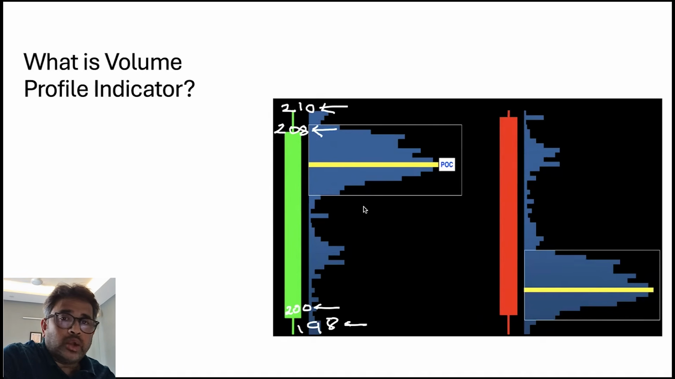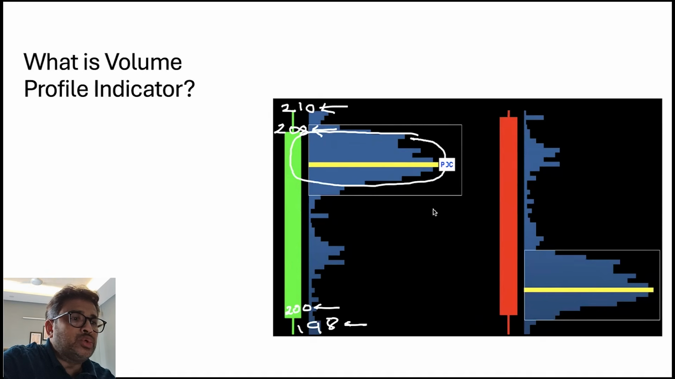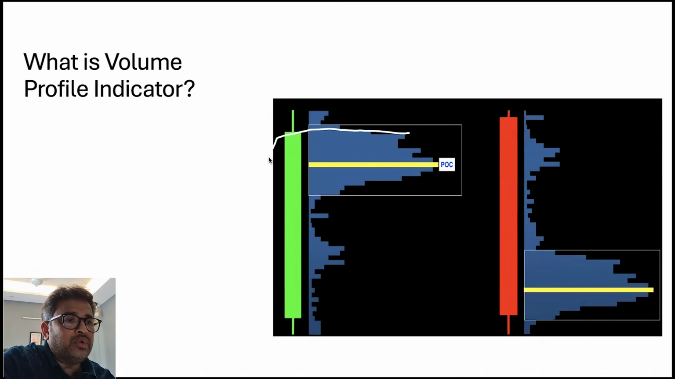So when you plot the volume profile on the chart, it will show you that the highest volume took place around maybe 206 to 208. Okay, so this range will tell you the very important support or resistance for coming days. That means big players were very active around this range. That is what the volume profile indicator is all about.